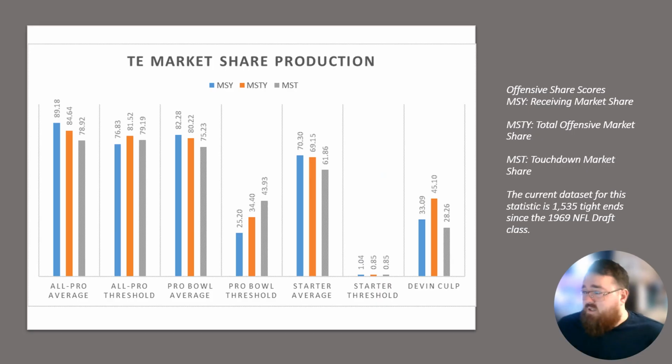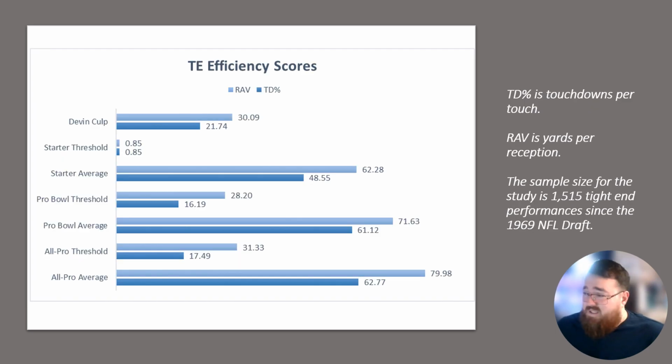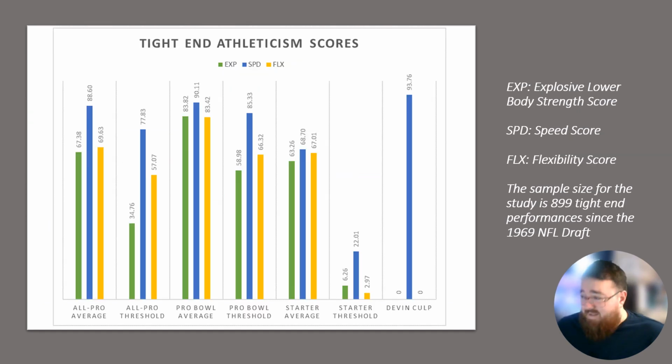Then when you look at his production, below average in terms of receiving market share, total offensive market share, and touchdown market share. You take a look at his efficiency scores, below average in terms of all of his efficiency. You look at his athleticism traits. He had a 93 percentile speed score, which is a really good trait. That's the biggest trait for him, is he does have really good speed for his size.